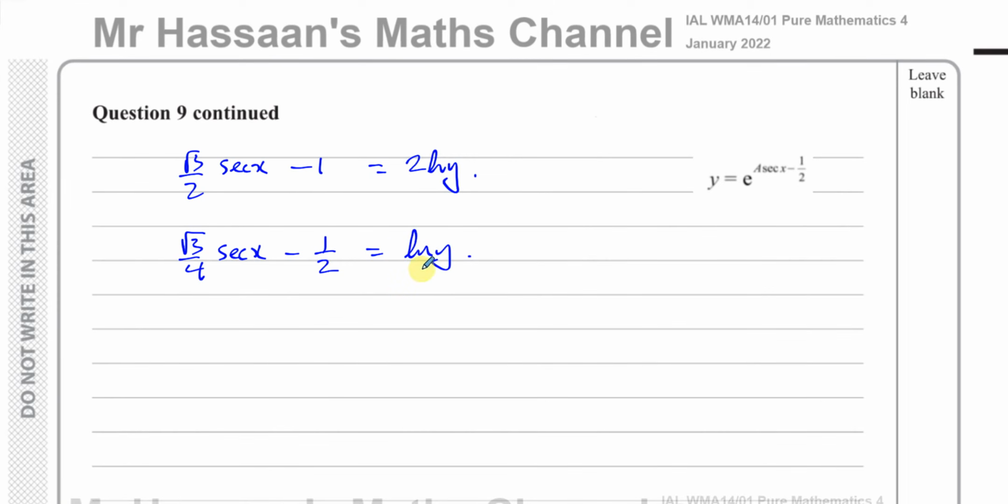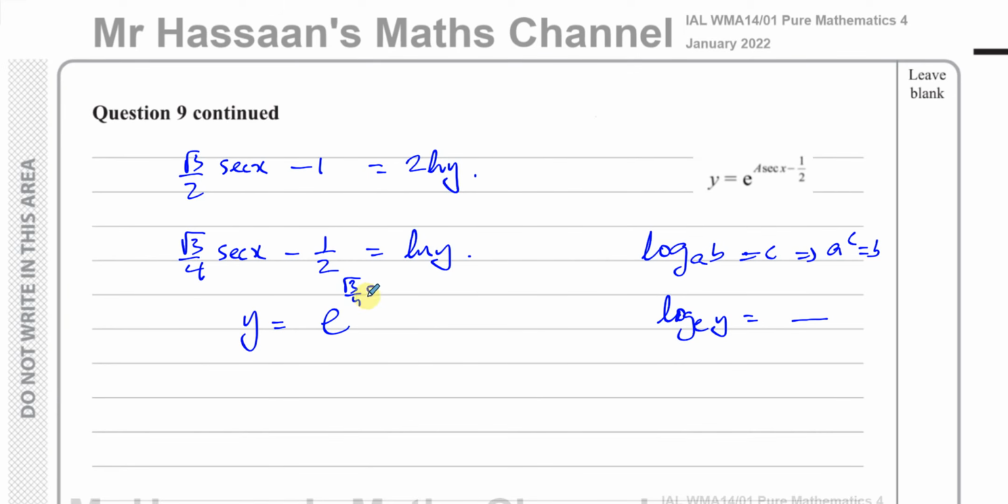And now I can just use the laws of logarithms. I know that log to the base a of b equals c can be written as a to the power of c equals b. This is the base, this is the power, this is the result. So I can think of this as log to the base e of y equals whatever is here. So it's e to the power of all of this is equal to y. So I can say y equals e to the power of all of this, which is root 3 over 4 times secant x minus a half.